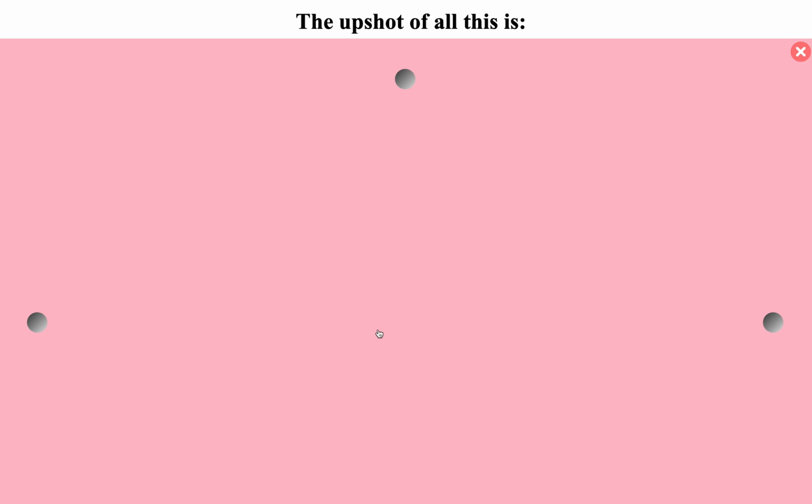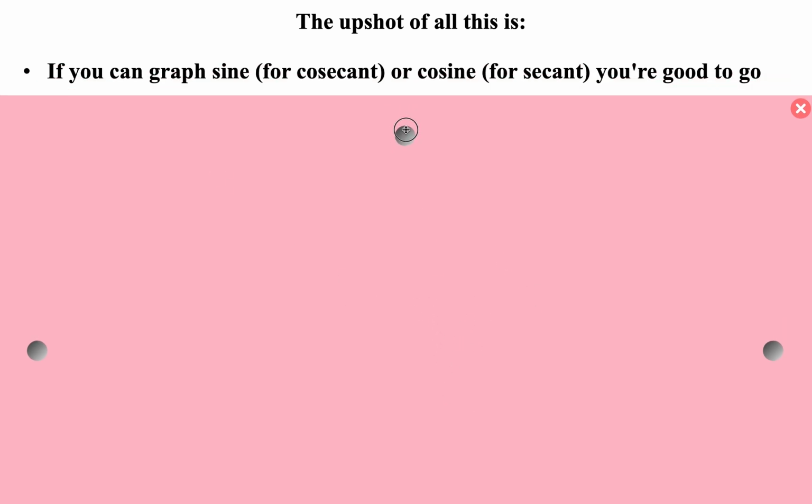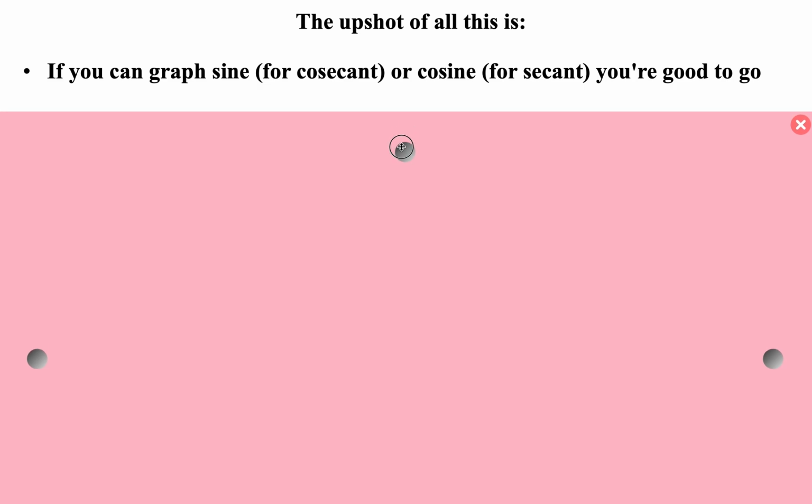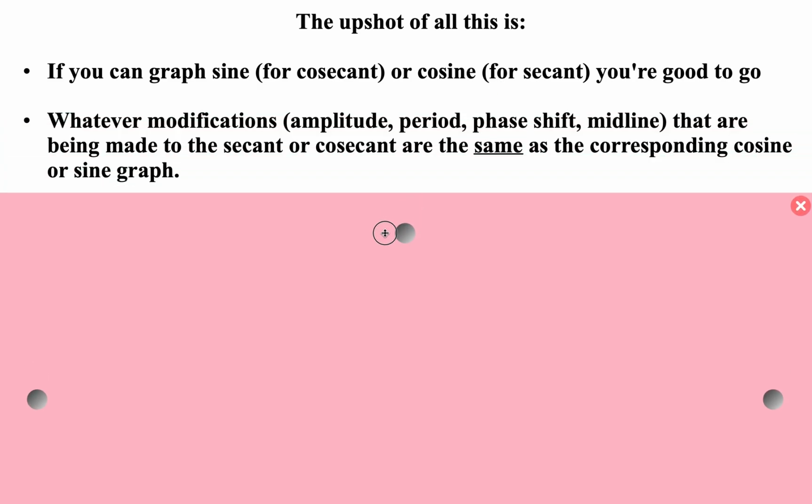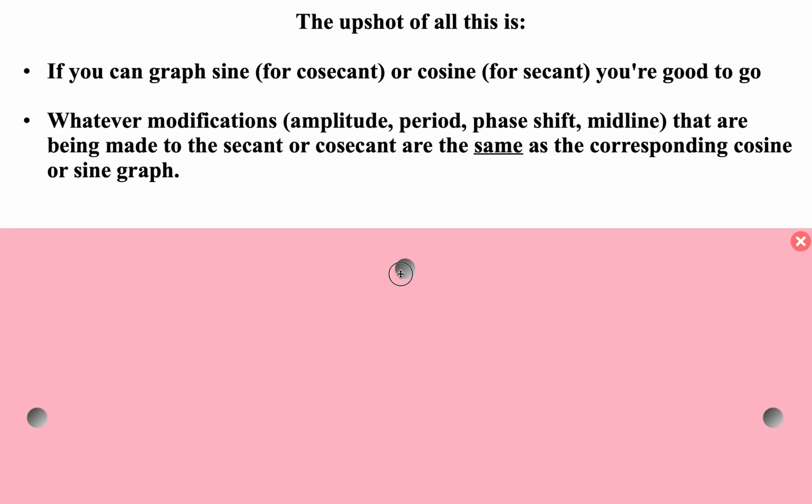Okay, so a quick rundown. The upshot is really that if you can graph sine for cosecant or cosine for secant, you're good to go. Basically, if you're asked to graph something that's cosecant, graph the sine model. In other words, replace the cosecant CSC with a SIN, graph that, and then do the little u's off of it. Same thing for secant. Whatever modifications, amplitude, period, phase shift, and midline, that are being made to the secant or cosecant are the same as the corresponding sine or cosine graph, okay?